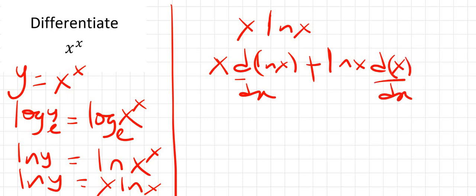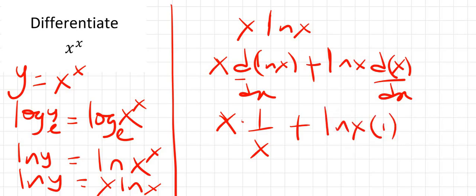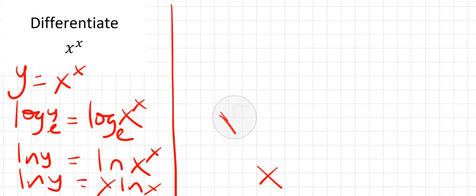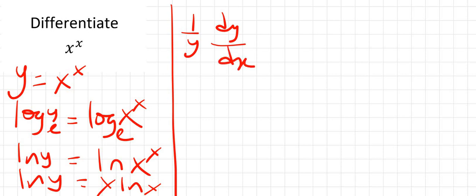So this gives x times 1 over x plus ln x multiplied by 1. So this cancels this. I have 1 plus ln x. That's the derivative of the right hand side. So I'm going to substitute all what I've gotten into both sides. The left hand side I said is 1 over y dy with respect to x, and the right hand side I said is 1 plus ln x.